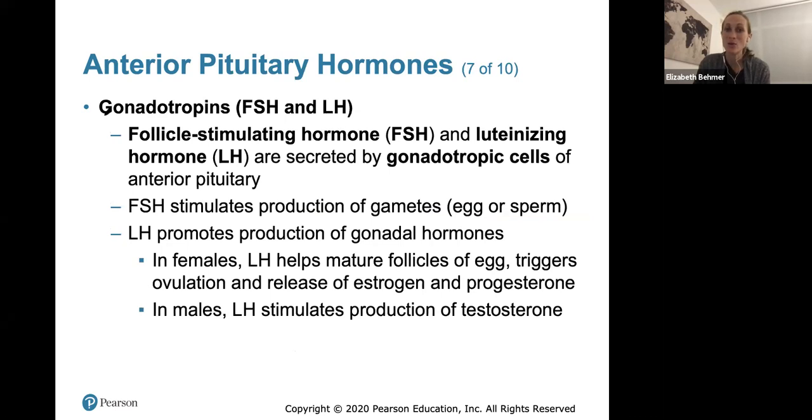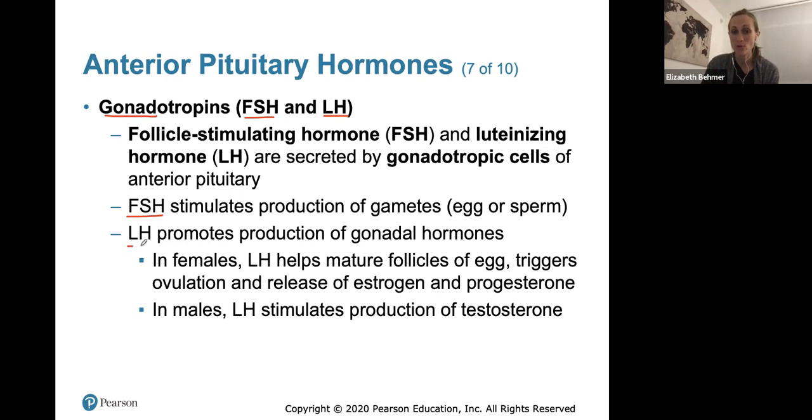Gonadotropins act on the gonads. So these are FSH and LH. Again, these are two more hormones released from the anterior pituitary gland. Follicle stimulating hormone and luteinizing hormone are secreted by gonadotropic cells of the anterior pituitary. What FSH does is stimulate the production of gametes. So follicle stimulating hormone stimulates the production of follicles, and follicles are usually the name given to the eggs or sperm before they're matured.